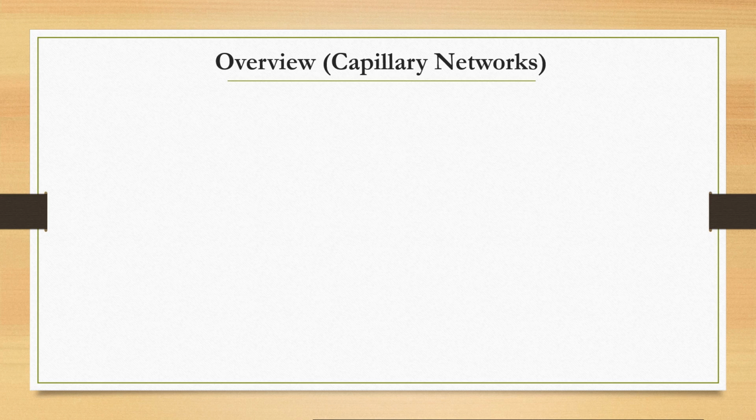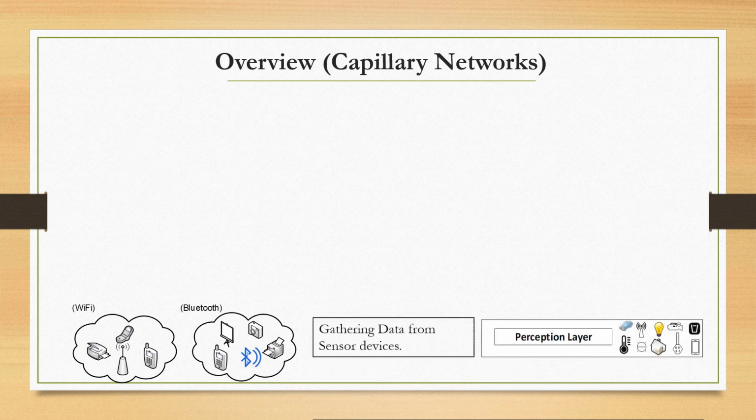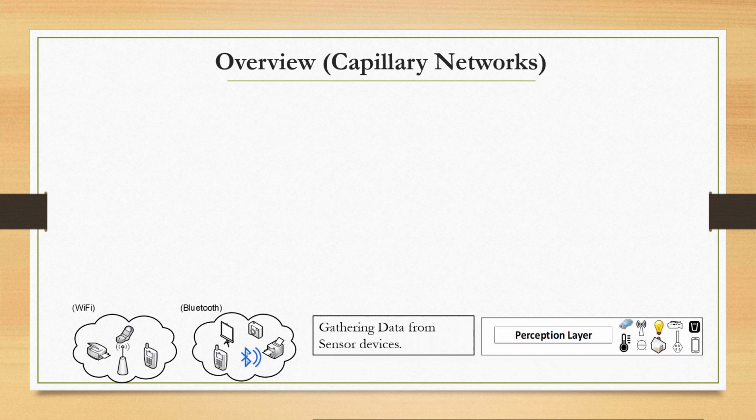So I'll start my presentation by giving a brief introduction about the capillary network, just to clarify the whole topic. So capillary network initially came from the concept of IoT, which is the Internet of Things. So let me first introduce the conventional IoT structure, which is the umbrella of my topic. So the IoT system is divided into 5 layers, namely the perception layer, which is about gathering the data from the sensor nodes or the sensor devices.